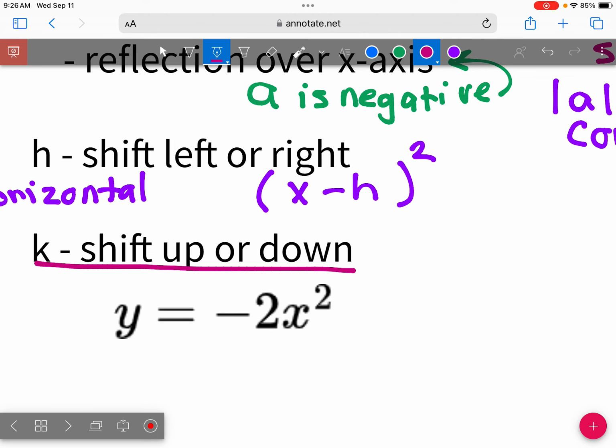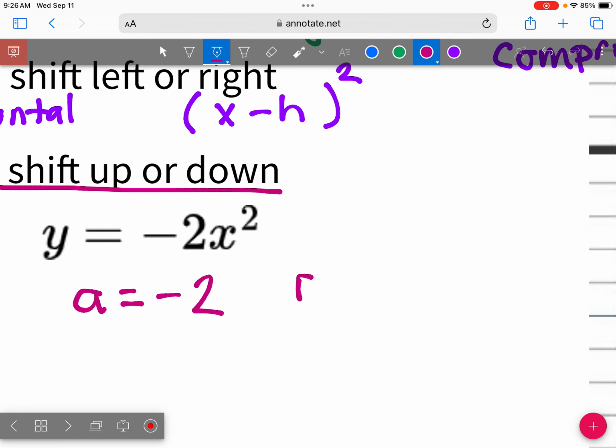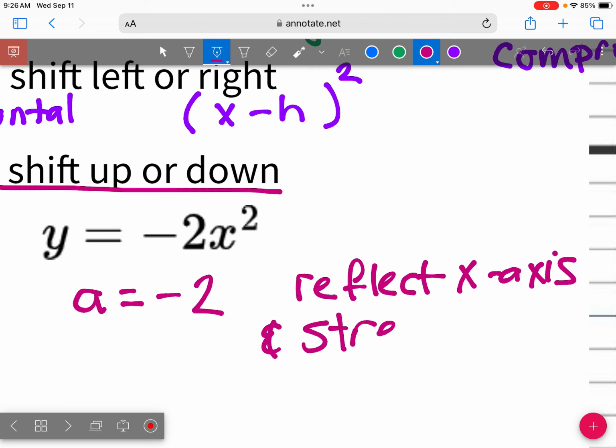So our first one here that we're looking at just has one piece. What kind of transformation does this have? A, H, or K? A. What is the value of our A here? A is -2. What does that tell us is going to happen transformation-wise? It's going to reflect over the x-axis and stretch. Since A is negative, it reflects over our x-axis. And since the absolute value of -2 is bigger than 1, it's a stretch.